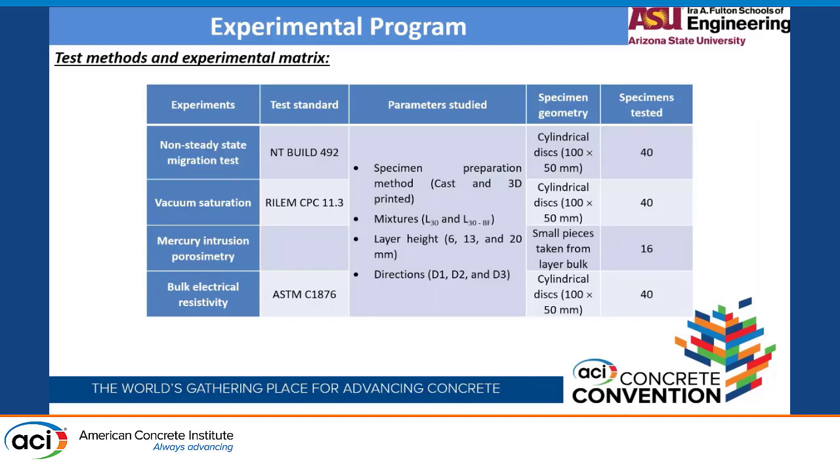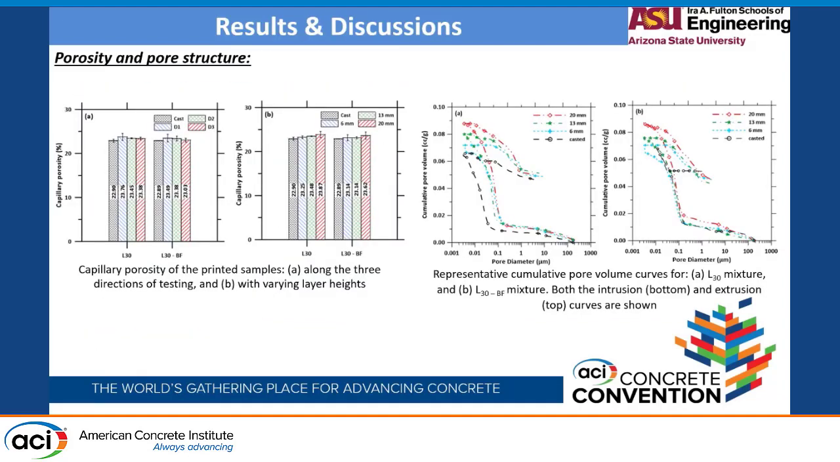The vacuum saturation test was used to measure the capillary porosity. Mercury intrusion porosimetry was used to measure the pore structures in the bulk region and the interfaces. And the bulk electrical resistivity was used to measure the electrical resistance of the 3D printed samples. Finally, moving to the results and discussions.